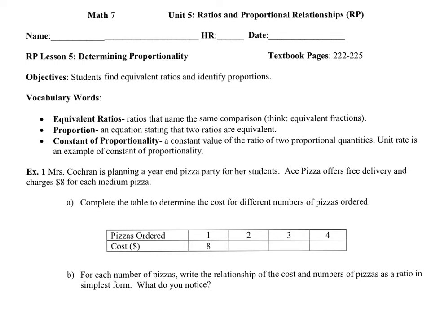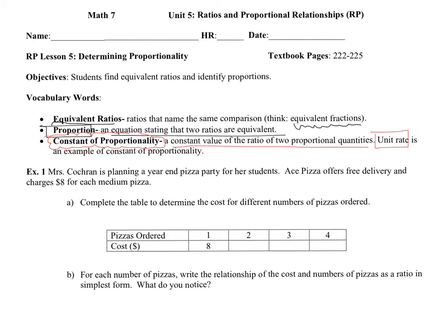All right, so the vocabulary words for this lesson would be equivalent ratios. Equivalent ratios are ratios that name the same comparison. Remember, we talked about ratios being a fancy schmancy fraction. Equivalent ratios would just be equivalent fractions. A proportion is an equation that is basically two ratios are equivalent to each other. So it's a fraction equal to another fraction. The new one here would be constant of proportionality, and this is huge. Constant of proportionality, it's this number. It's a constant value of the ratio of the two proportional quantities.